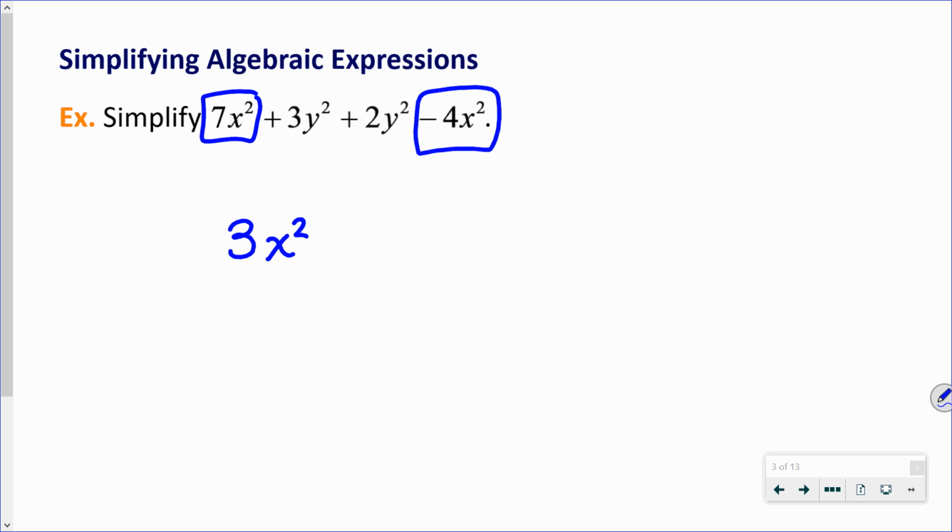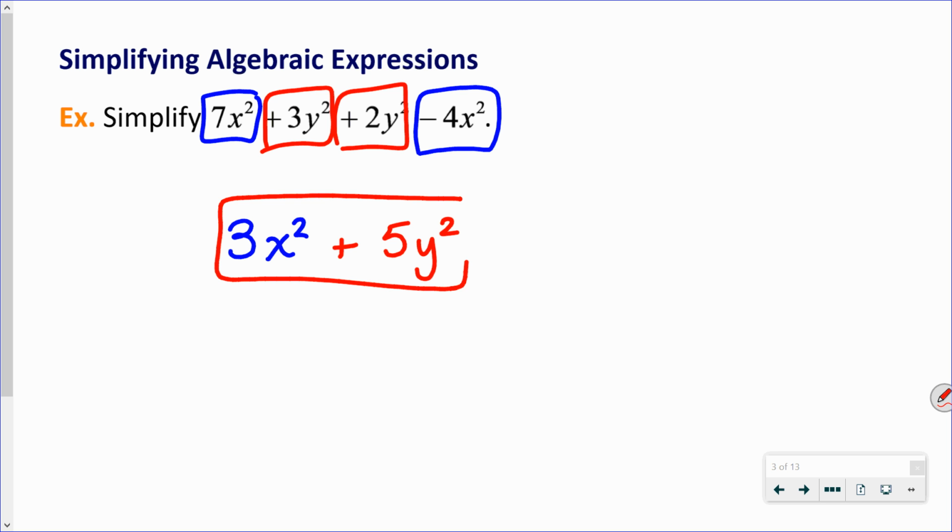It's 3x squareds. And then I have, changing colors, 3y squared and a 2y squared that I'm adding together. And so this is going to give me plus 5y squareds, again, not changing the y squared at all. And that's the final expression, because now I have 2 things that cannot be combined, x squareds and y squareds.